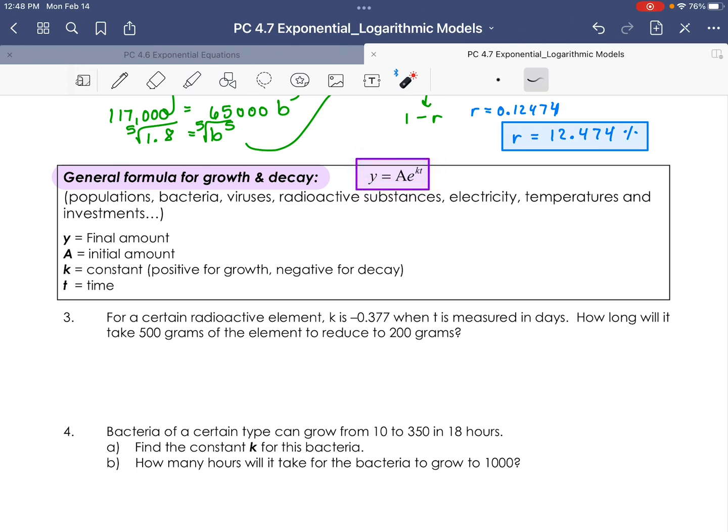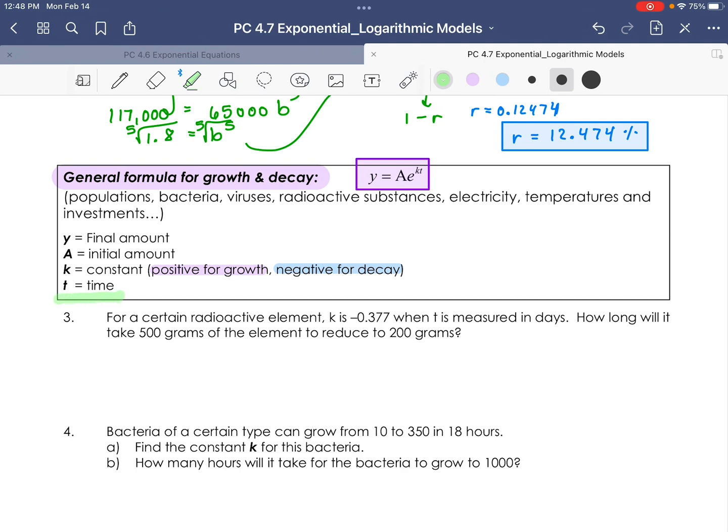When things grow and decay continuously, things in real life, and you can see all of these examples listed out, like populations, bacteria, viruses, radioactive substances, and so forth. And think of temperature as continuous. It doesn't automatically change from one temperature and jump up 10 degrees in a second. It's always continuously growing, and that's why we use y equals a e to the kt, continuous growth or decay. y is your final amount, a is your initial amount, just like all the others. k is a constant. This is important. So it's not an interest rate, but it's positive for growth, negative for decay.